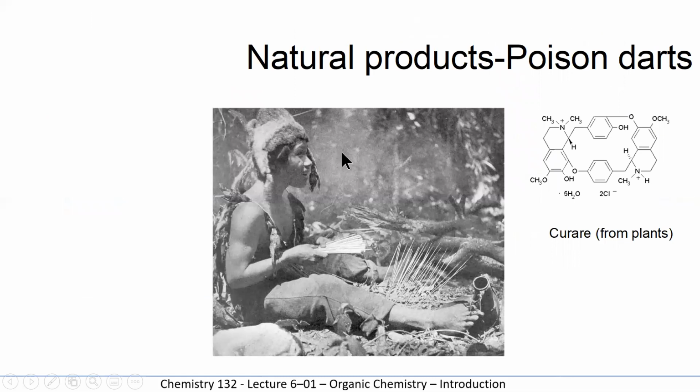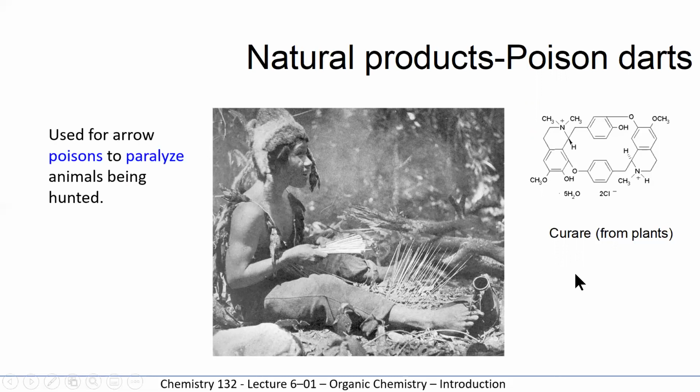So some natives use poisons extracted from nature to immobilize animals when they're hunting them. One such poison is called curare that they extract from plants, and they use blowguns to shoot them at animals, and it paralyzes the animal so they can capture it and eat it.